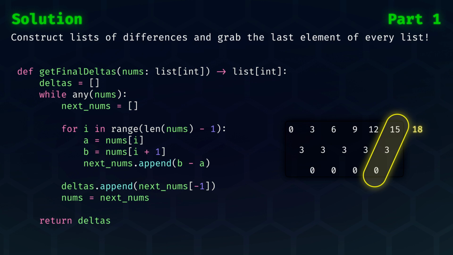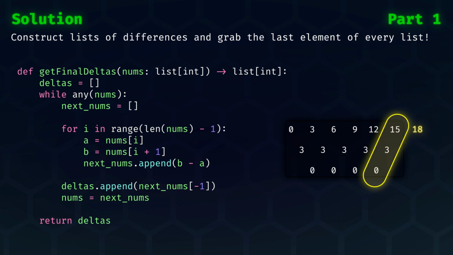Then we want to loop over the numbers in pairs, so we iterate until the last index minus 1, and we take numbers A and B. Because we care about the signed difference to get from A to B, we append B minus A to the list. Finally, we make sure to record the last number of these differences in our deltas list, and we update nums. Eventually, we will get to the point where we return the deltas, and that's it then for part 1.